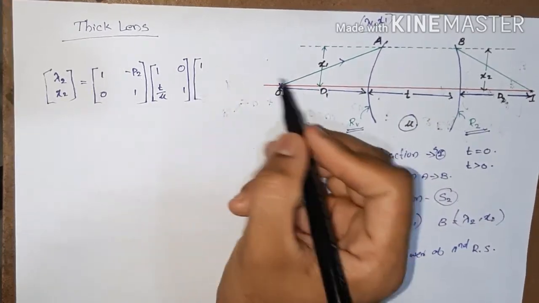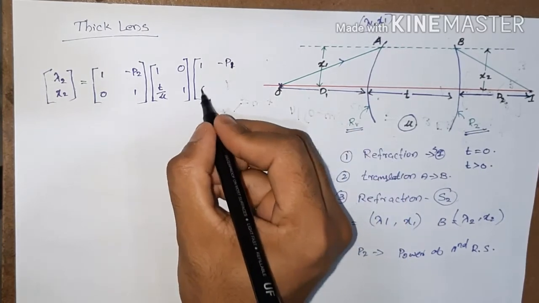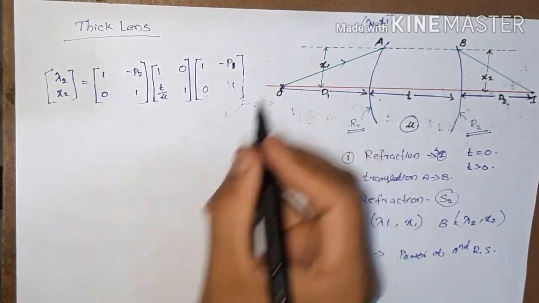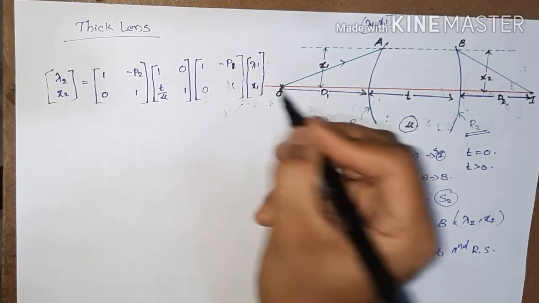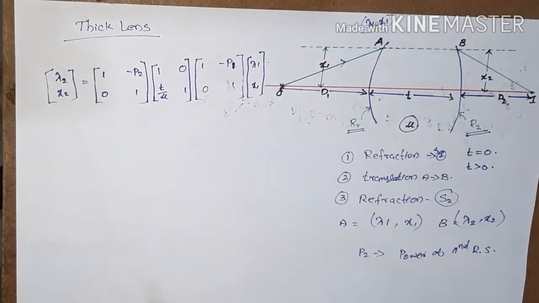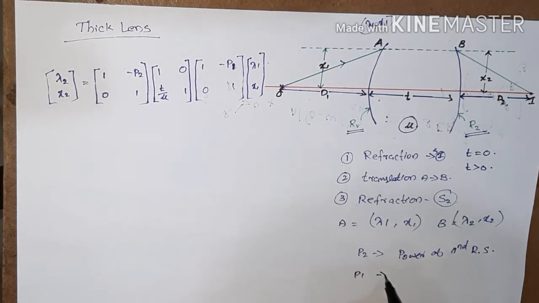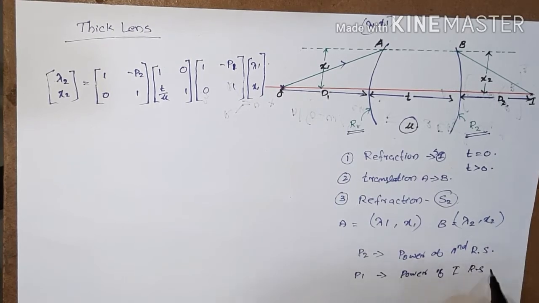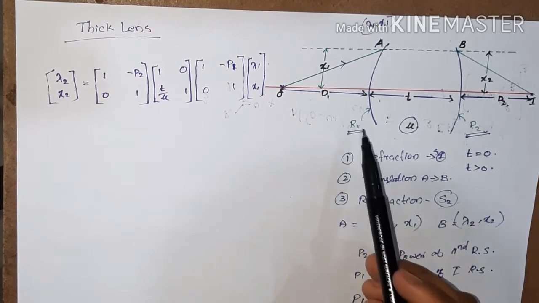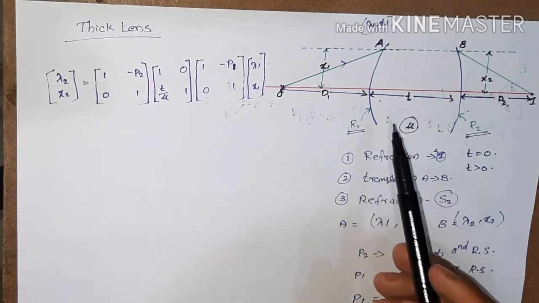So the matrix corresponding to the first refracting surface is [1, -P1; 0, 1], multiplied with the first coordinate (lambda 1, x1), you will get the final coordinate (lambda 2, x2). And again, P1 is the power of the first refracting surface. P1 has the value (mu2 minus mu1) divided by r1.